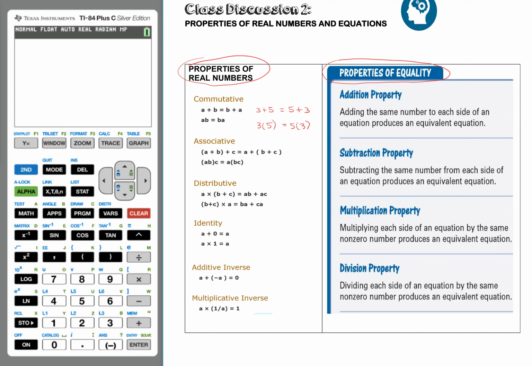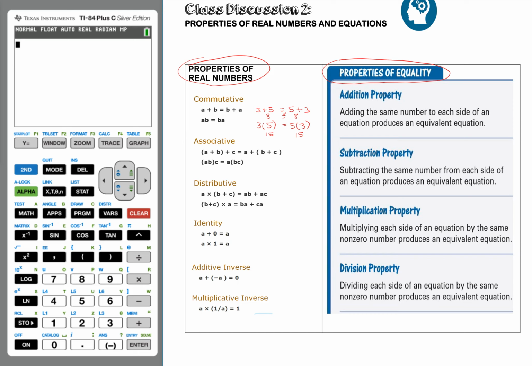And how to justify that this is a correct statement is finding their numerical values. 3 plus 5 is equal to 8 and 5 plus 3 is also equal to 8. And this one is also true for multiplication. 3 times 5 is equal to 15 and 5 times 3 is also equal to 15. And that is what we call commutative property.